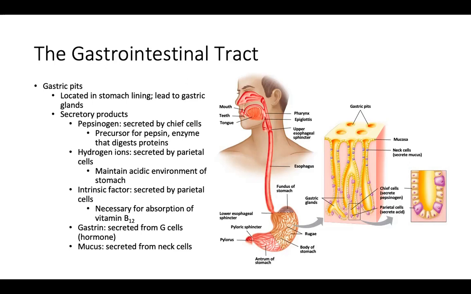We also see intrinsic factor being secreted by the parietal cells. Intrinsic factor is necessary for the absorption of vitamin B12. This becomes really important in vegetarians and vegans. If they lack vitamin B12 in their diet, they usually have to have it supplemented. Intrinsic factor also becomes important for people who have had a stomach bypass.